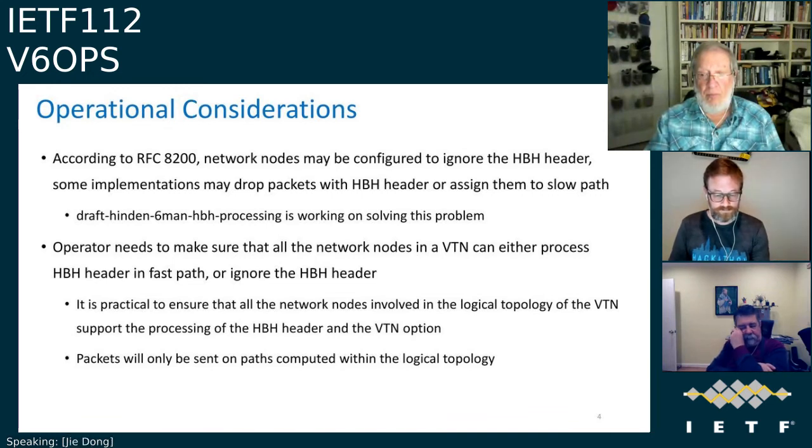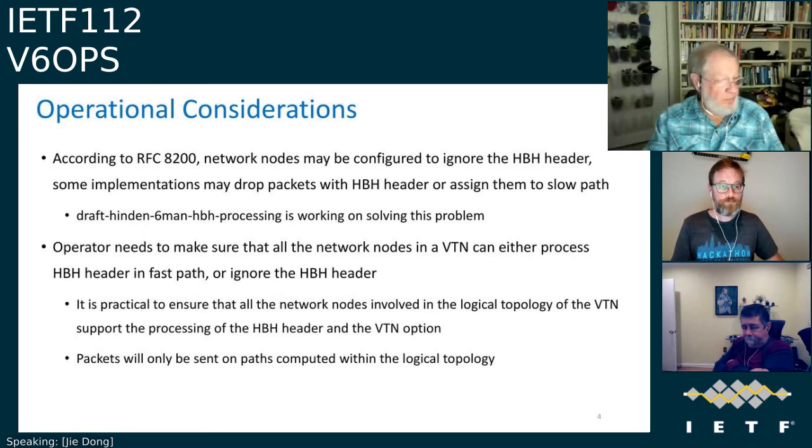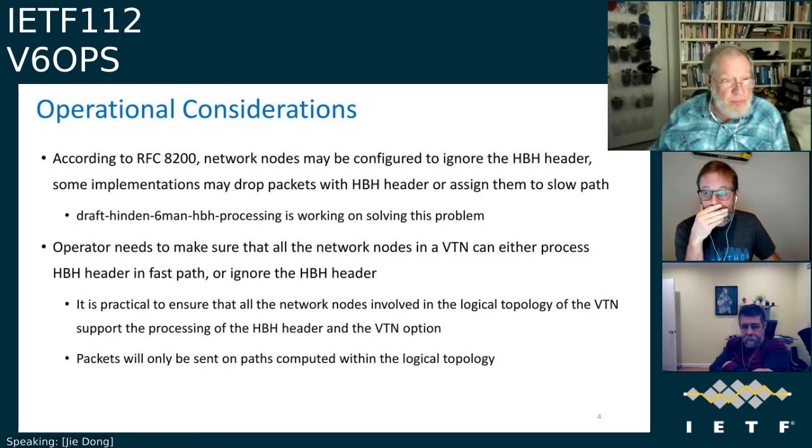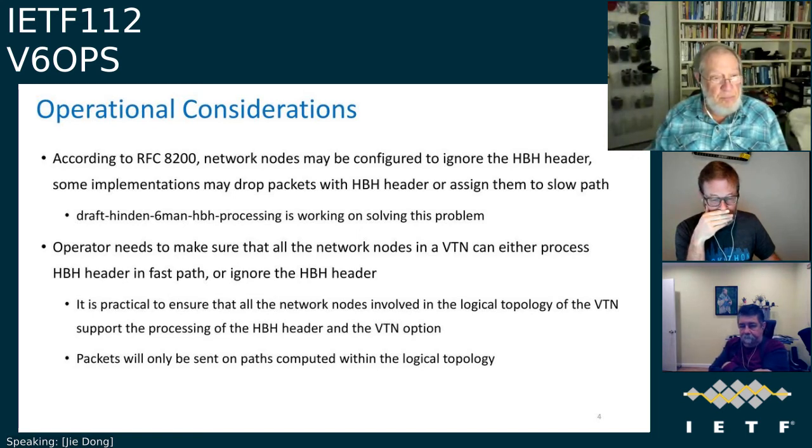Here are the operational considerations we described in the draft. We know that according to RFC 8200, network nodes may be configured to ignore the hop-by-hop header, and there can be implementations that drop packets due to the hop-by-hop header. And luckily, the hop-by-hop processing draft is working on solutions to solve this problem. And I would like to see that draft making progress.